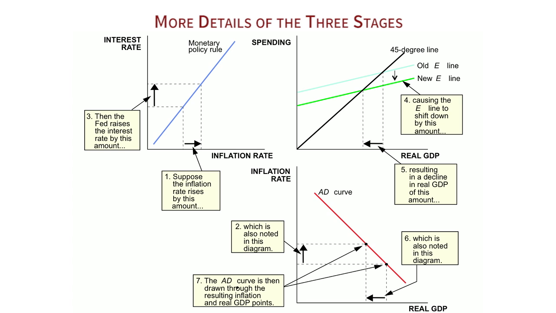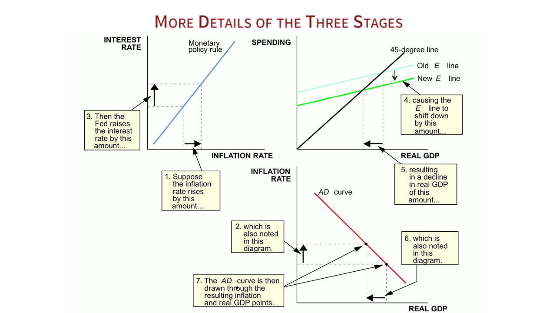So I've taken the graph called the monetary policy rule and put it on the upper left. You see it's upward sloping with inflation on the horizontal axis and interest rates on the vertical axis. On the upper right, I have the 45-degree line diagram again with income or real GDP on the horizontal axis and spending on the vertical axis, with the aggregate expenditure line shown in green. And at the bottom, I'm going to have the aggregate demand curve with real GDP on the horizontal axis and the inflation rate on the vertical axis. And our objective here, remember, is to derive that aggregate demand curve.